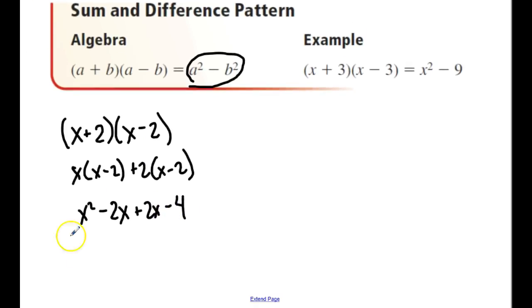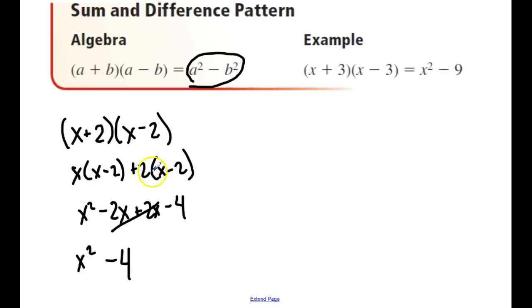Okay, so now I see that I've got this x squared. I have a negative 2x and a positive 2x, and those two end up canceling each other out. And I have 4 here at the end. Well, I know that the square root of x squared is x, which is this first term, and I know that the square root of 4 is 2, which is the second term, so it does end up working. And you'll see that example over here. This is just why it works out.